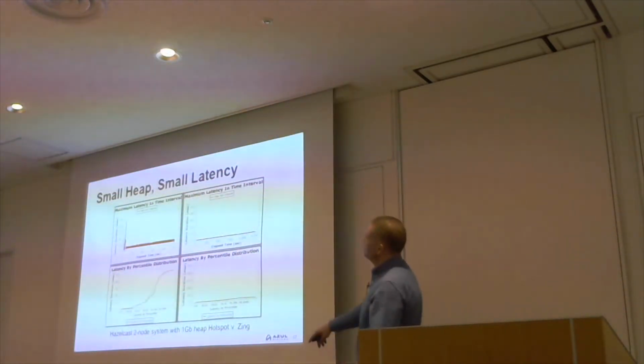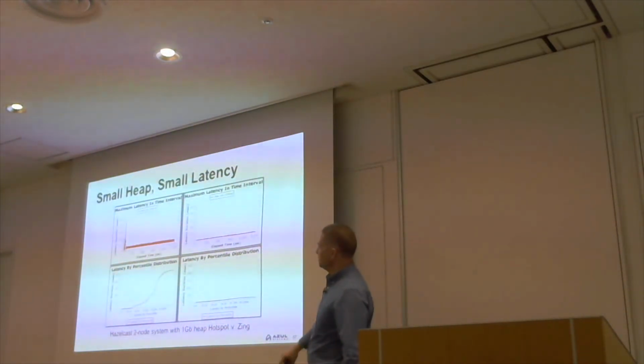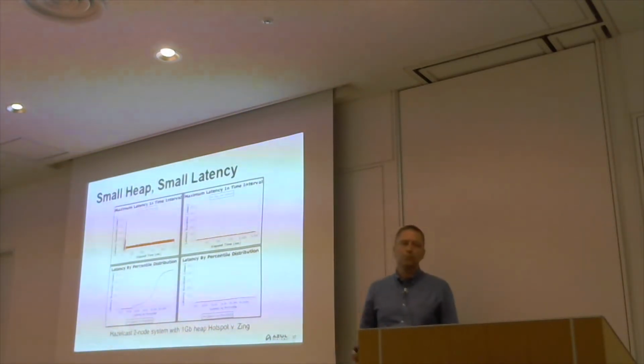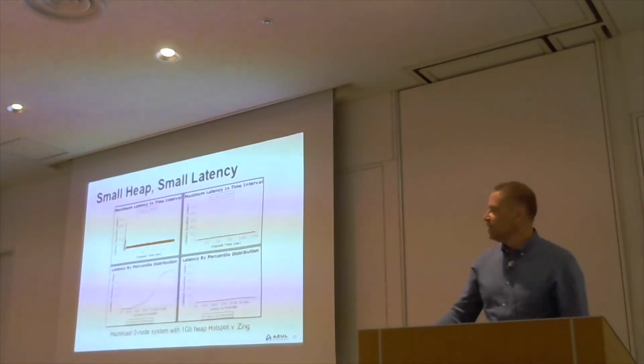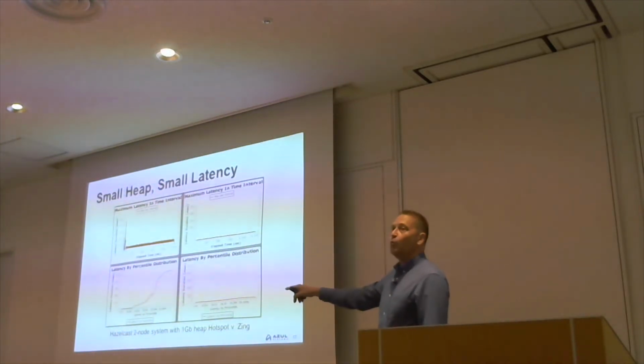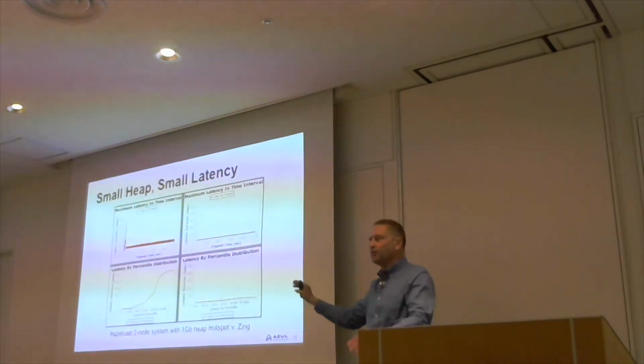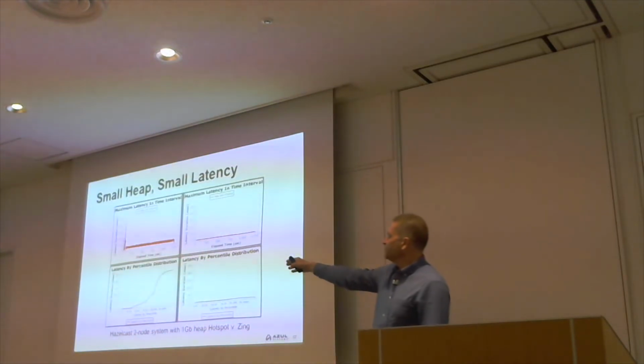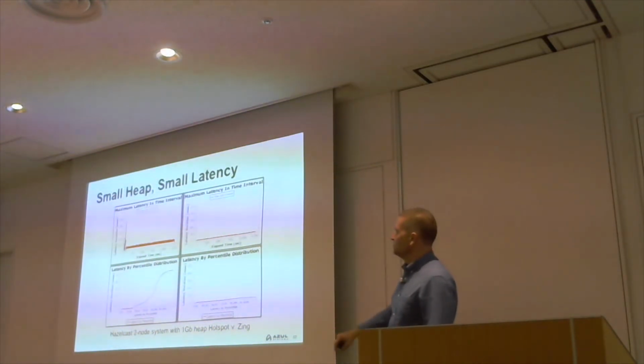So what this shows is the same application. In this case, it's a Hazelcast caching system, which is running on a 2-node system with a 1 gigabyte heap. So it's quite a small heap. And on the left-hand side, we've got HotSpot. On the right-hand side, we've got Zing.